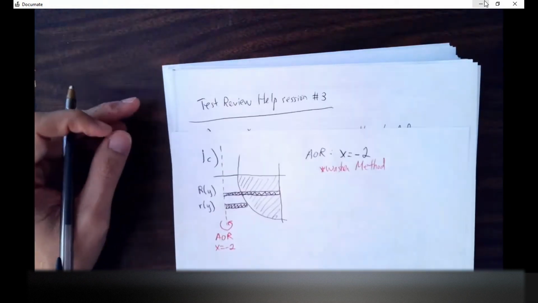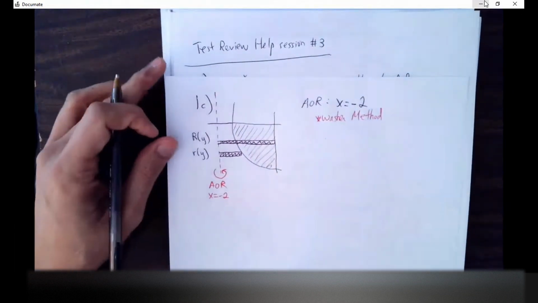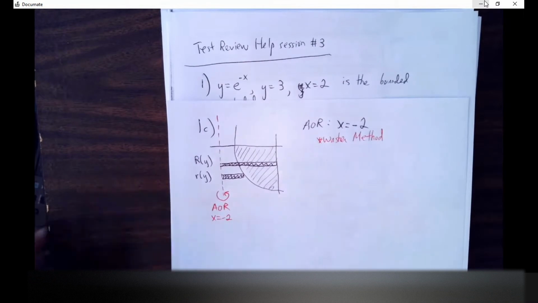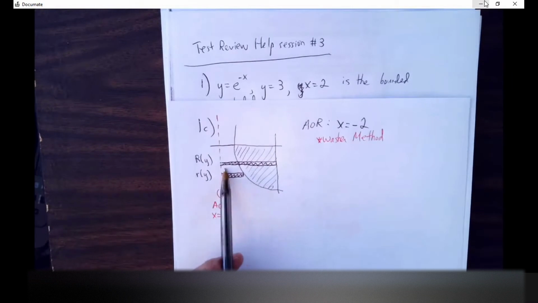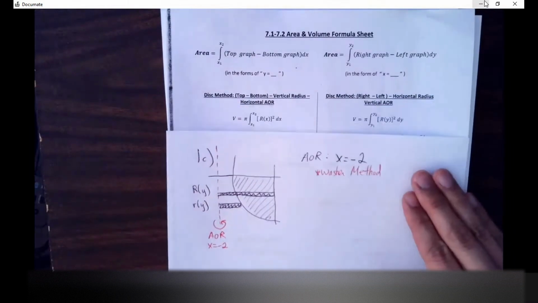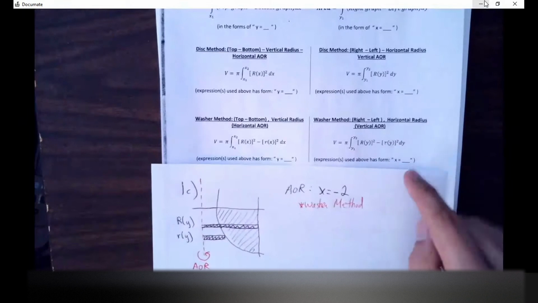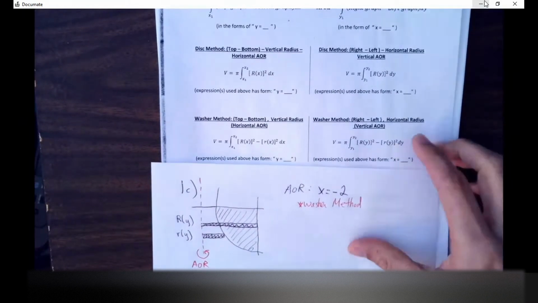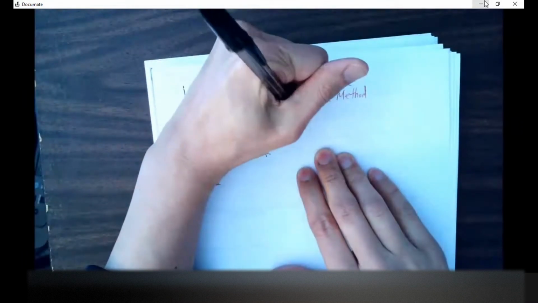Okay, so what do we have to do next now that we have our radius drawn? Do we have to convert the y equals e to the negative x? Yeah, like that's x equals. Our horizontal radius requires our equations to be in the correct form, and the y equals e to the negative x is not quite ready for that. So we're going to have to work with that equation. So y equals e to the negative x, we can write that down first.